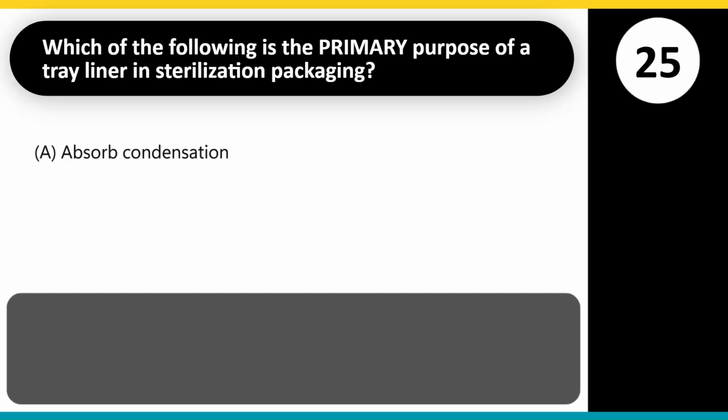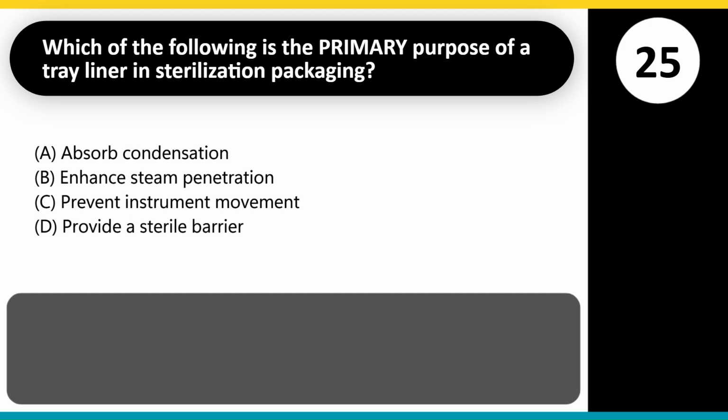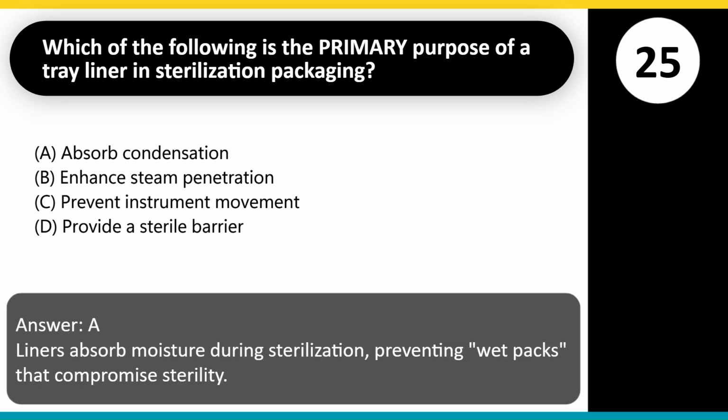Which of the following is the primary purpose of a tray liner in sterilization packaging? A. Absorb condensation. B. Enhance steam penetration. C. Prevent instrument movement. D. Provide a sterile barrier. Answer, A. Liners absorb moisture during sterilization, preventing wet packs that compromise sterility.